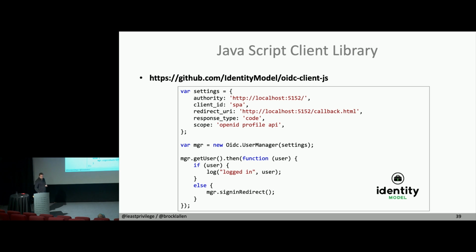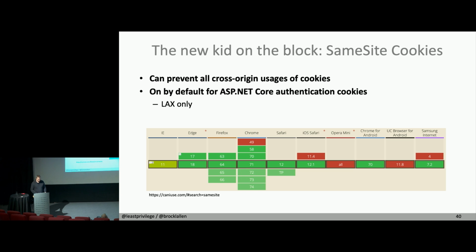So, we are working on a JavaScript client library. We have switched after all of that guidance has been updated. We have switched to support code flow as well. So if you're using our library, which is called OIDC client.js, all you have to do is change the response type from ID token to code, and that's it. The rest of your application can stay the same. Okay? If you have done your own implementations, you have to figure out what to do.